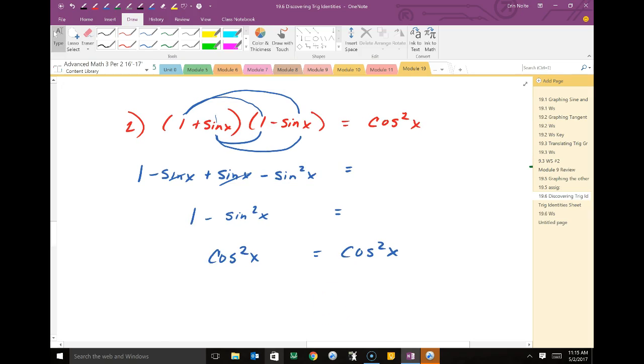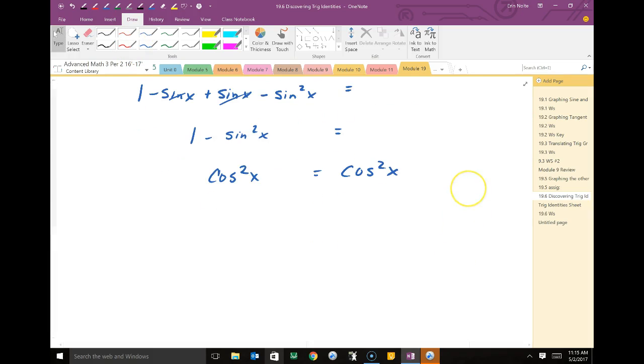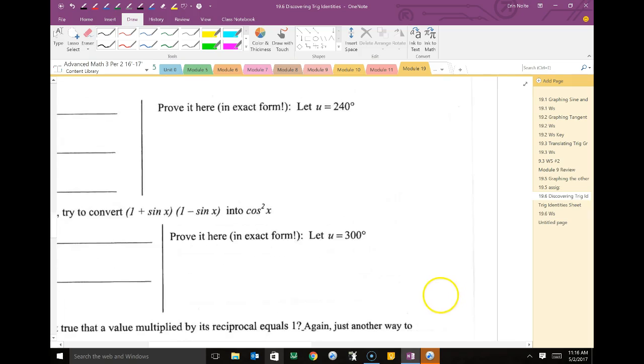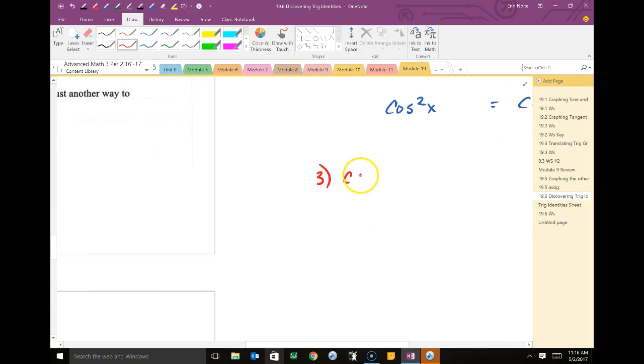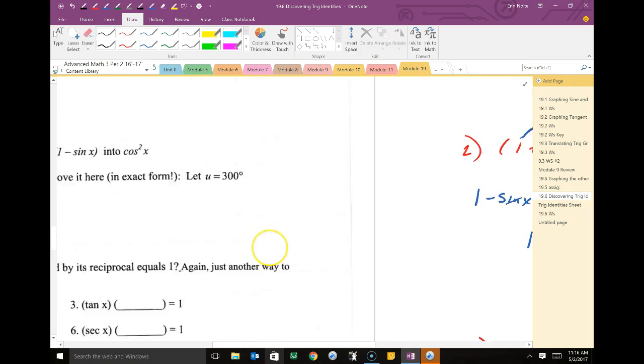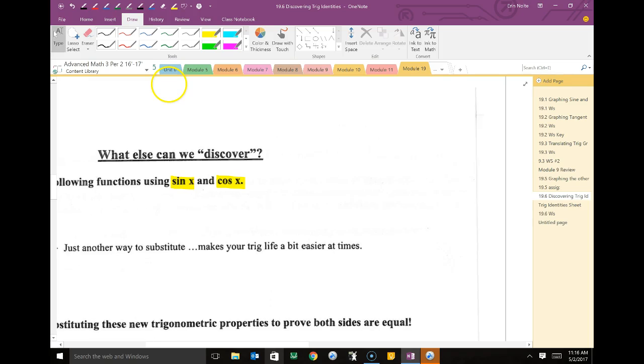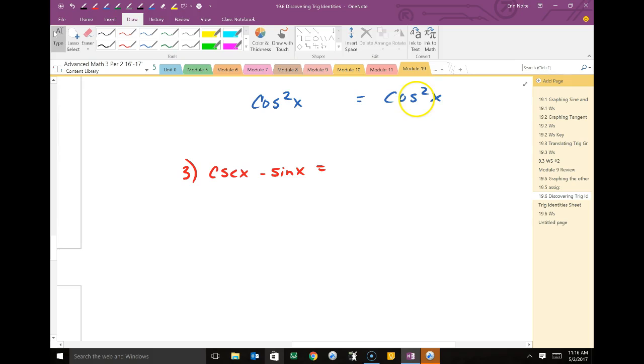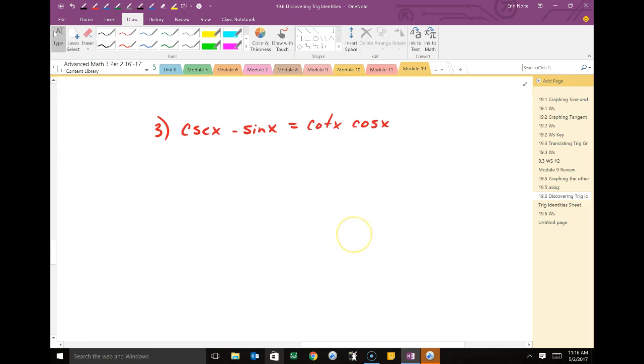Okay, you ready for the third one? See if this is starting to click. What's the third one? Does anybody have it there? So it's cosecant minus sine. That one's going to equal cotangent times cosine. Do you think these two are equal to each other?